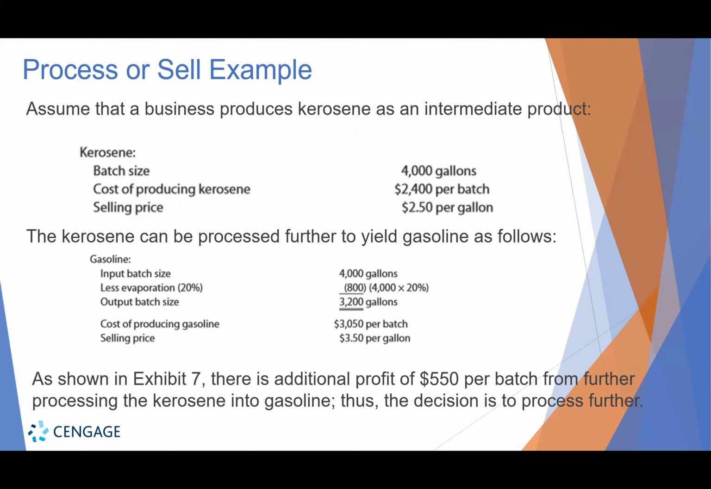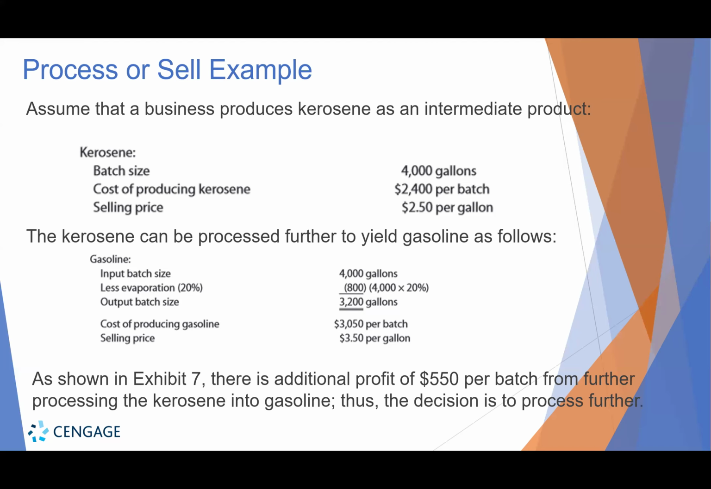So this kerosene is an intermediate product, but we could choose to process this kerosene further to make gas. So if we look at kerosene and we see 4,000 gallons and we look at the cost of just producing the kerosene, we see that that cost is at $2.50 a gallon. Now we have to then look at what is to move it to gasoline.